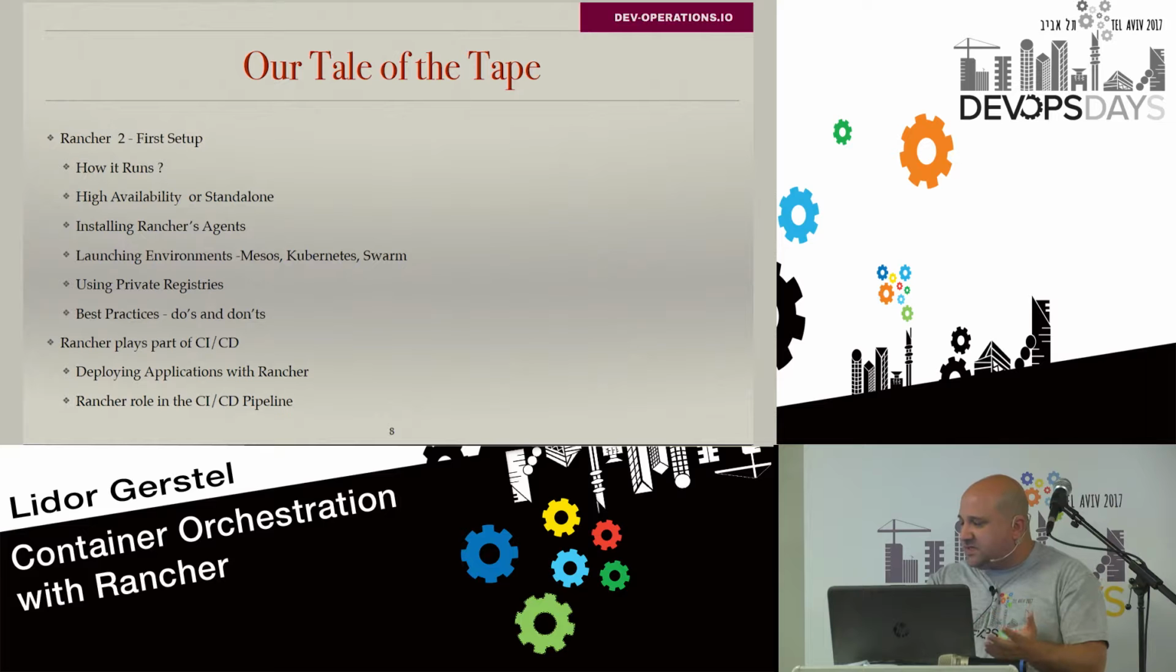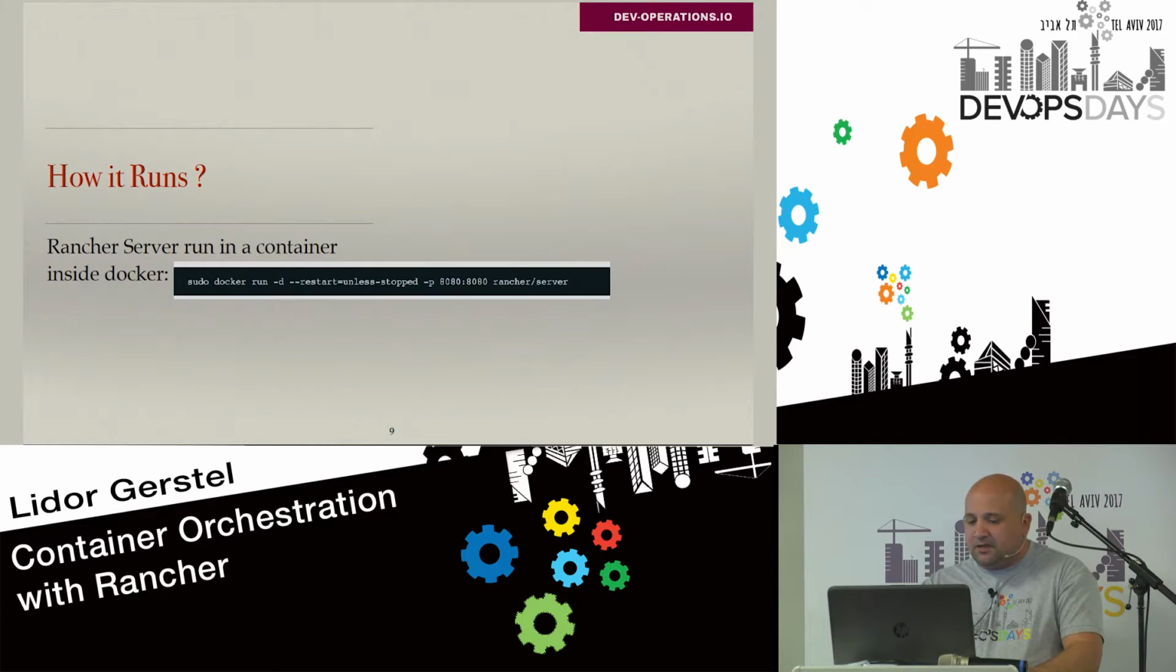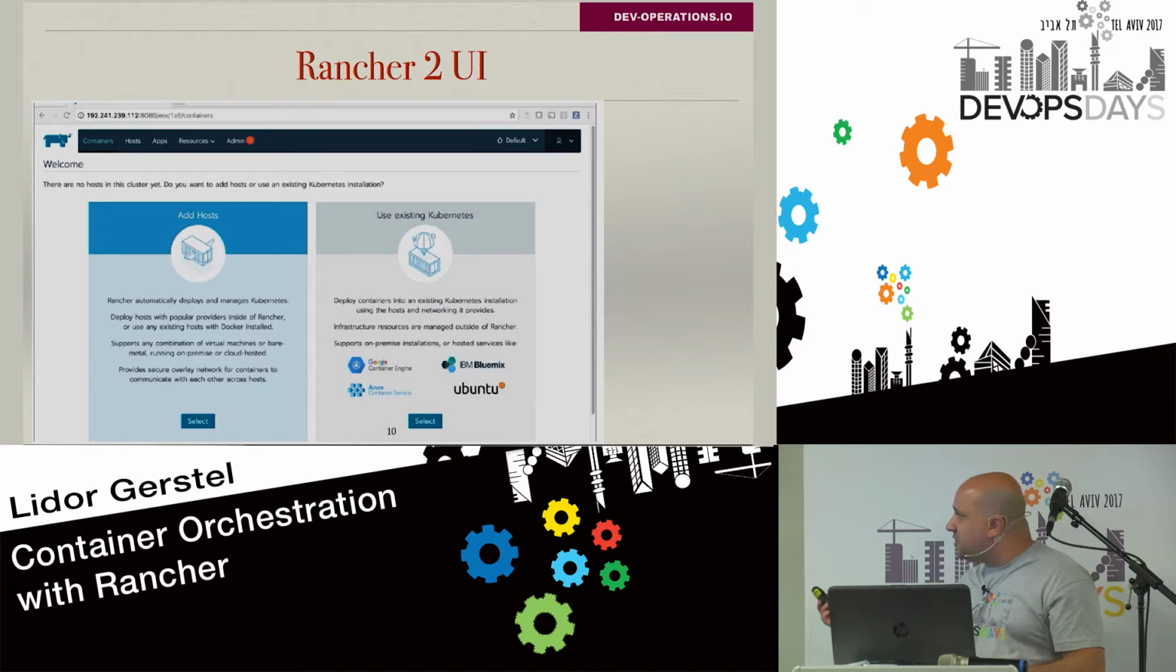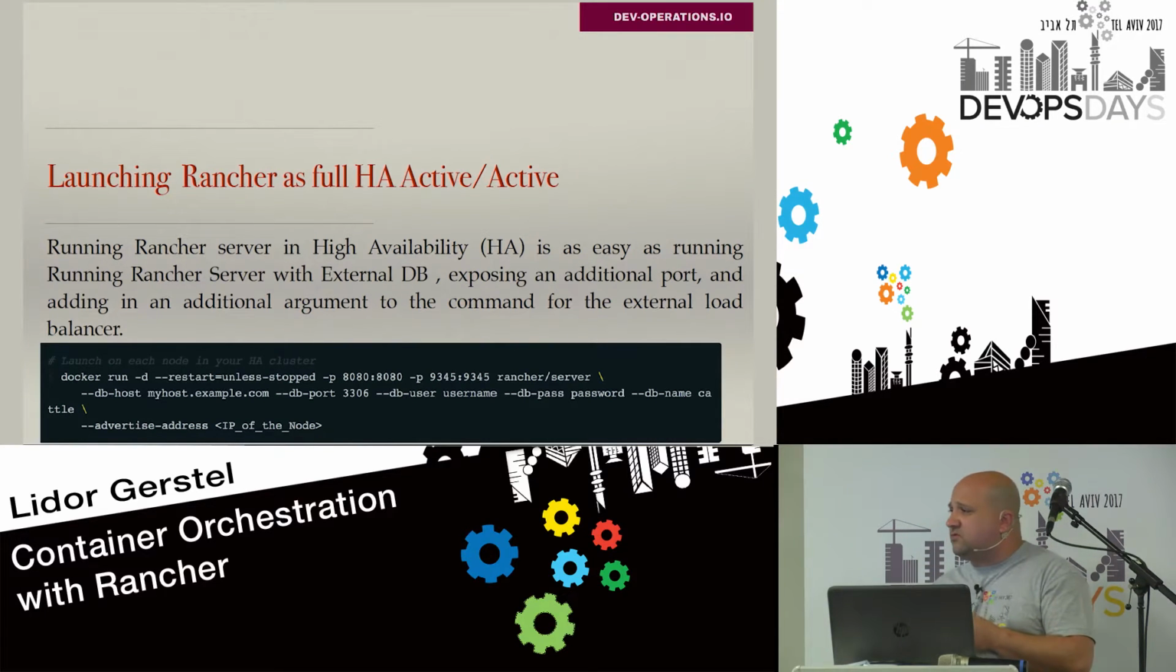Our tale of the tape, what we'll see today in the last minutes that I have, is how it runs, how it can orchestrate stuff. So this is the command that we can run a Rancher server inside of a container. It always runs inside of a container on a Docker host. This is the Rancher 2 UI. We can launch Rancher in a bigger environment with an active, high availability setup. Okay, so we have the launcher always available to us, even when the container is down.